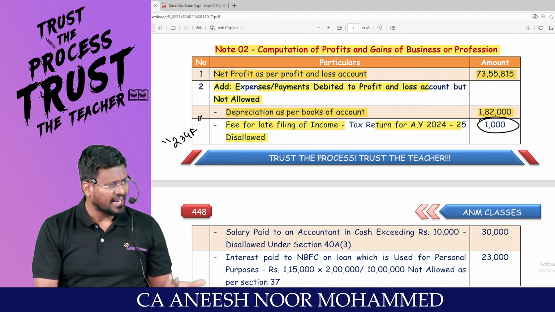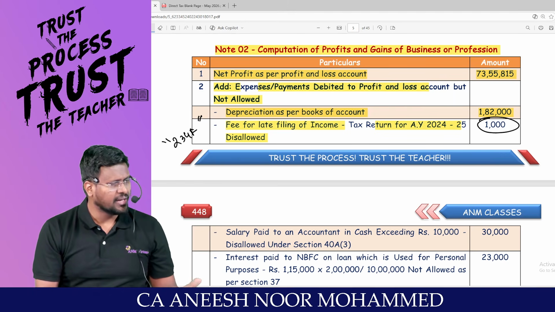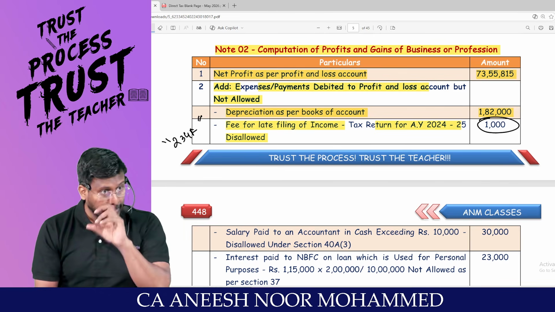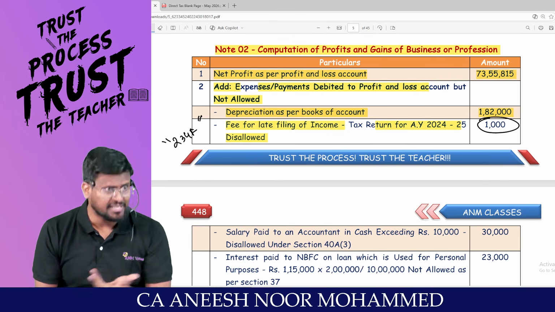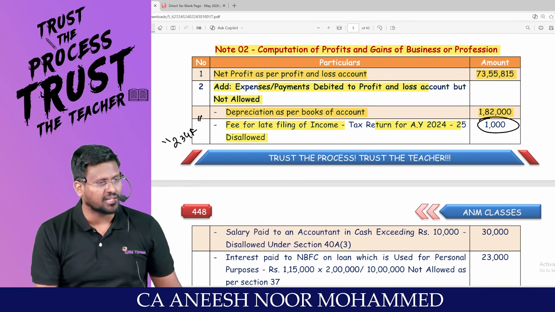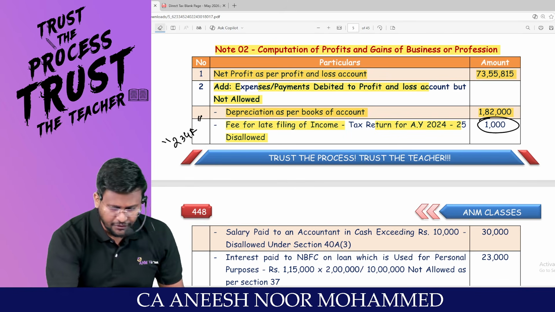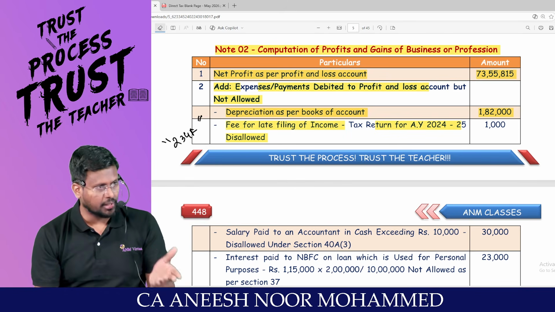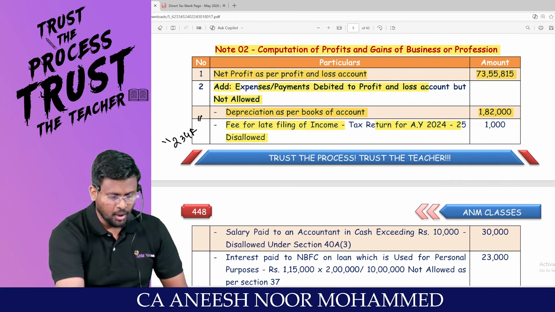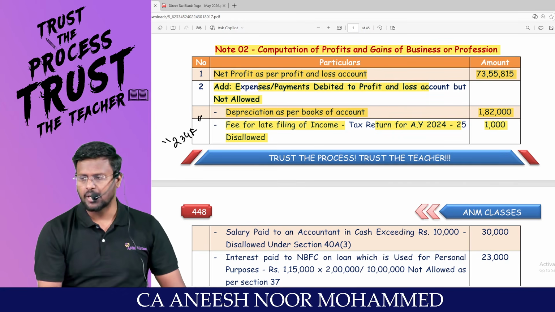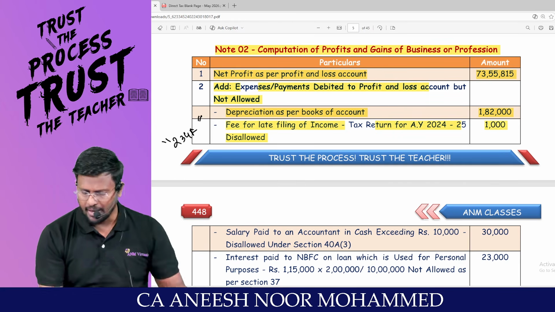The same thing, salary paid, rent paid, printing and stationery, traveling, the expense relating to business can be debited to P&L account. But this is anyayam, sir. This is your inefficiency to file the return of income on time. That has not been done by you. Because of that, 1,000 rupees has been debited to P&L account. Should be added back.